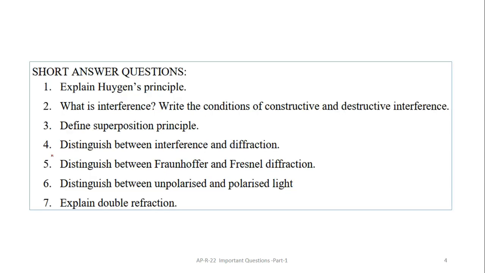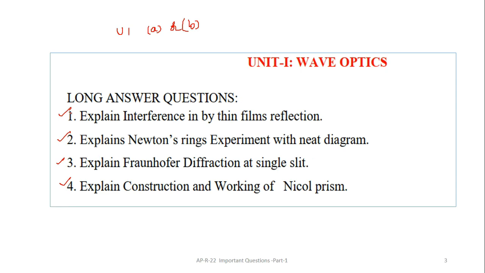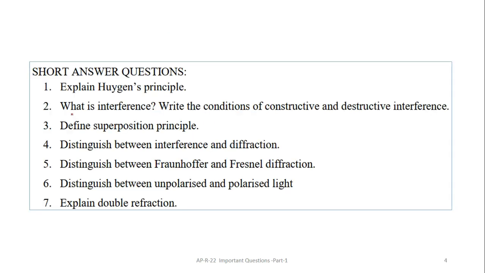Whenever it comes to short answers, we don't have very short answer questions here, but there is a chance that as a SI question, generally 5 marks, small parts of these short questions will be added. We have to focus on what is Huygens principle, what do you mean by interference and the conditions for it, then what is the superposition principle, then the difference between interference and diffraction, double refraction, and Fresnel and Fraunhofer diffraction. These questions will be useful for the final exam as well.